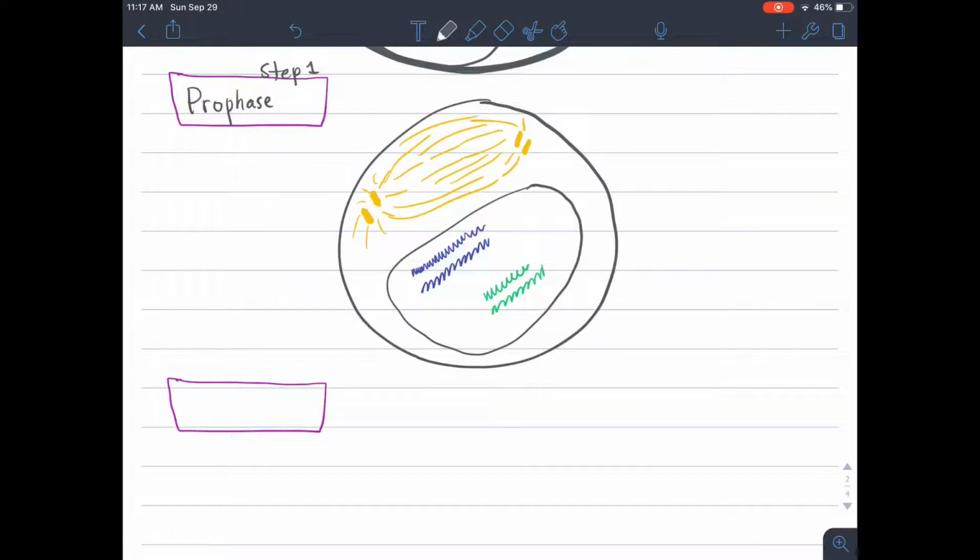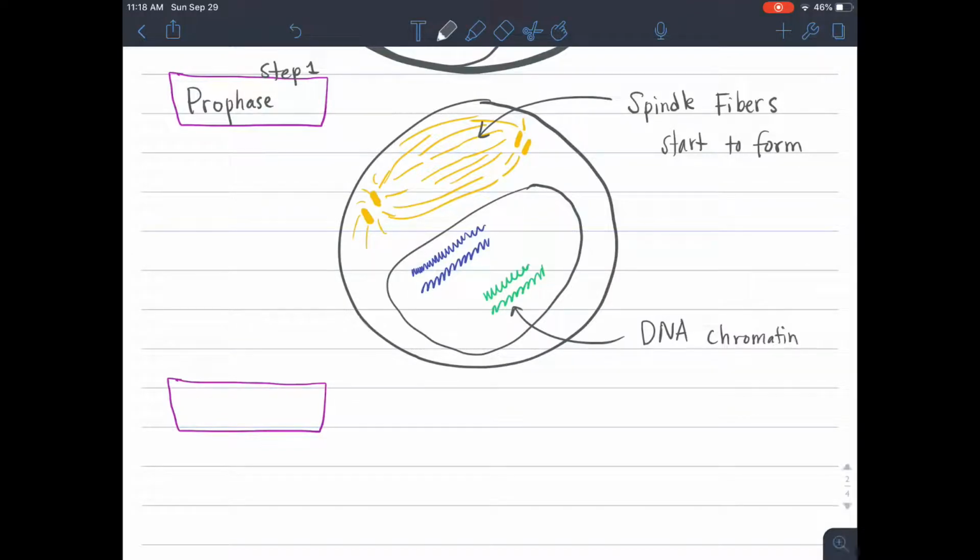Now let's label what's happening in this step. So these little lines here, as we were saying, are called spindle fibers. So we say the spindle fibers start to form. And we'll say that the DNA, which is in the chromatin state, so we'll say DNA chromatin, starts to condense.